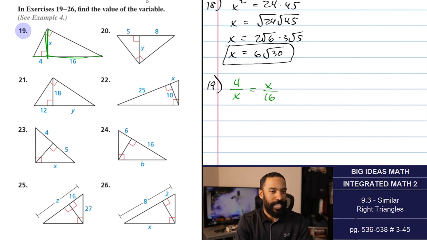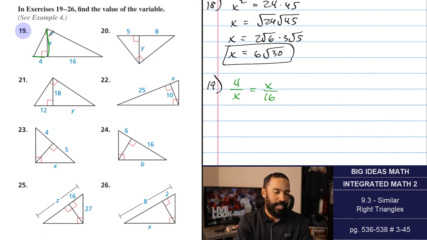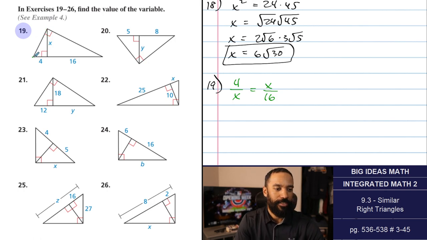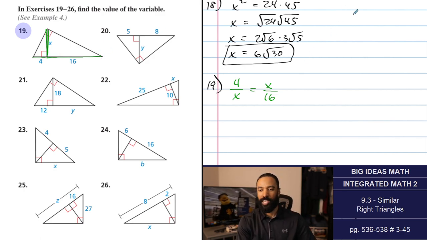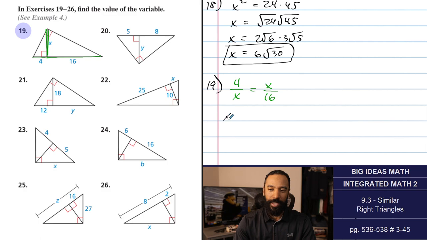Now, what I also did when writing that was I said the long leg of the small is to the long leg of the medium as the short leg of the small is to the short leg of the medium as the long leg of the small is to the long leg of the medium. So that's what I did in setup. When we cross multiply, we get x squared equals 4 times 16.